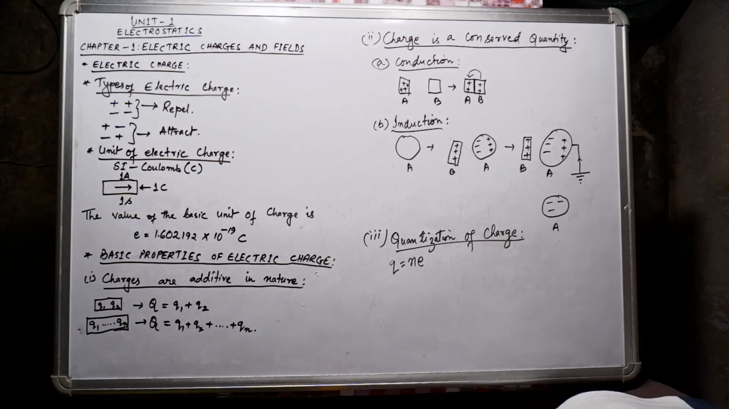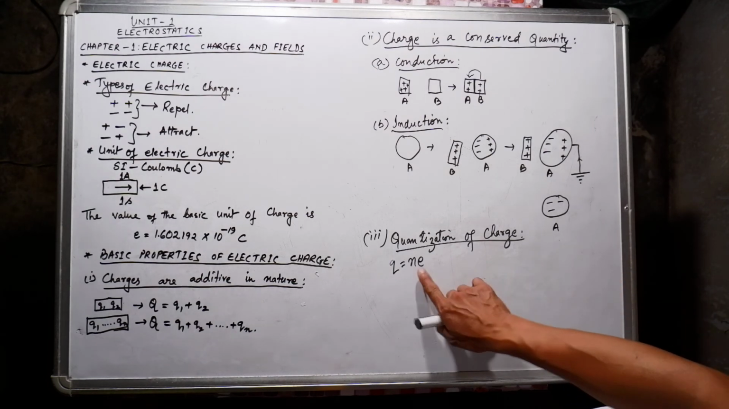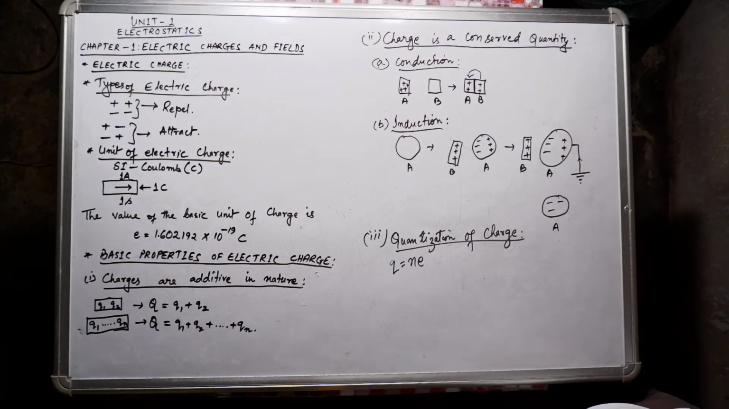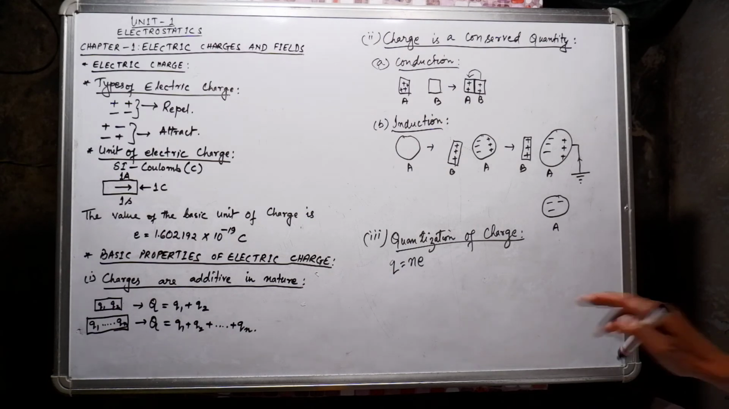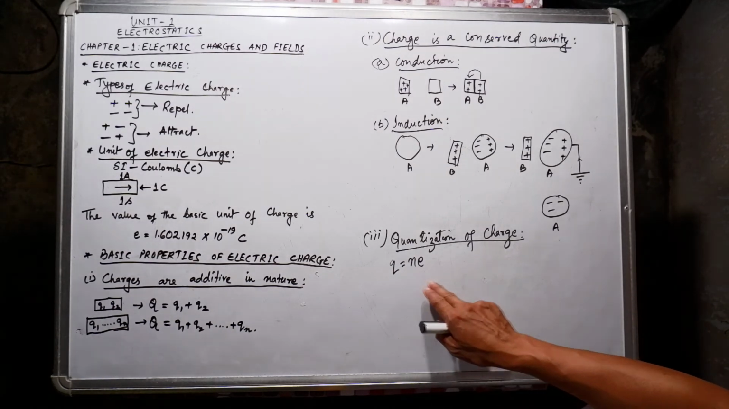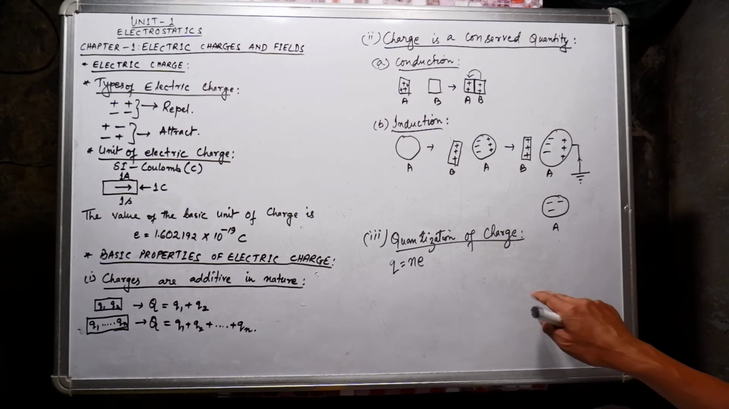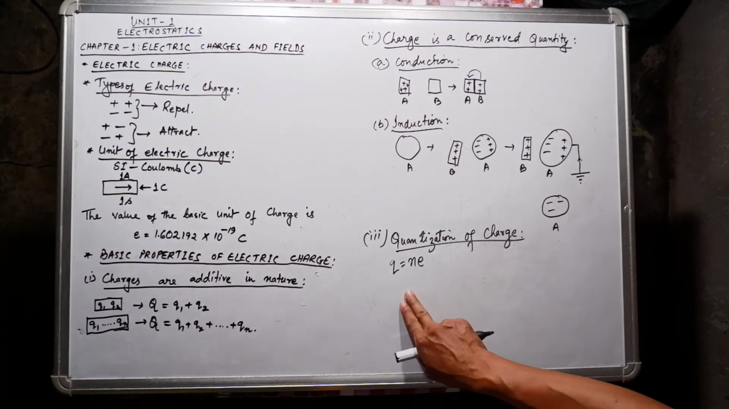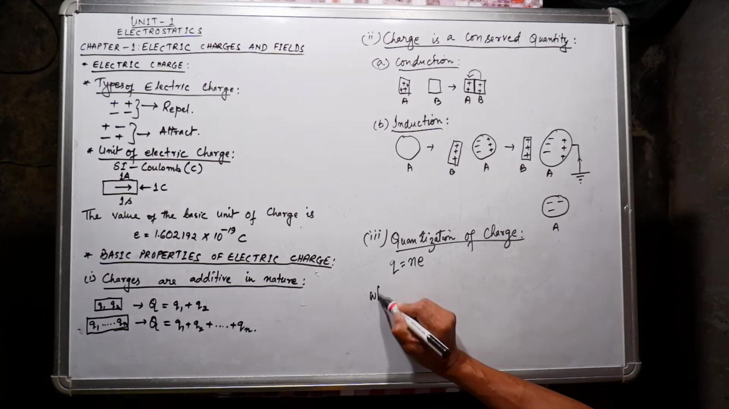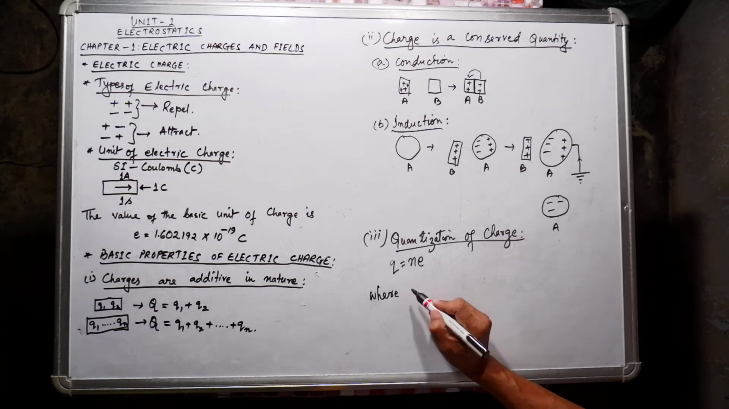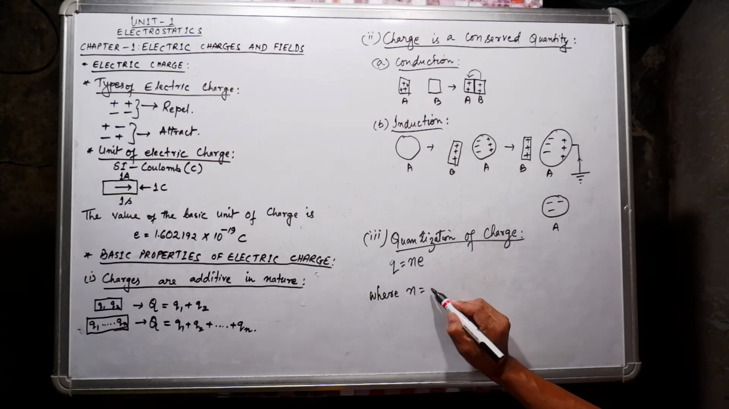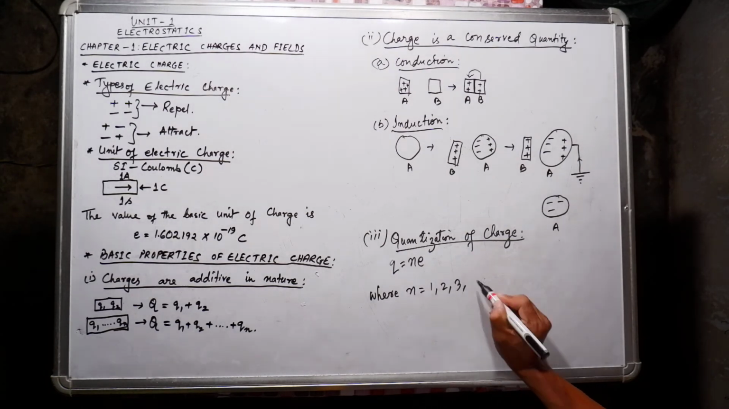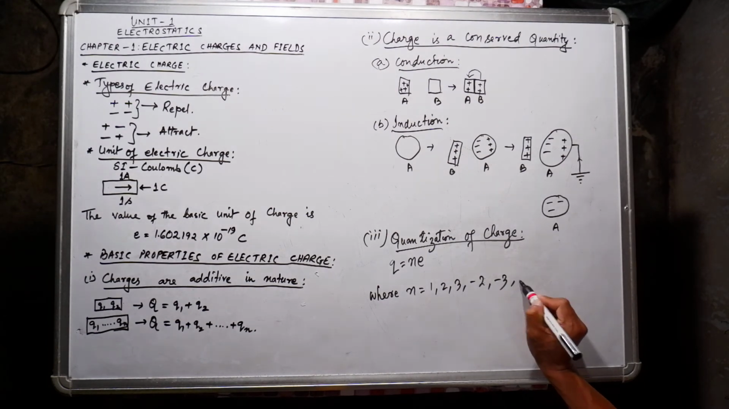So, by quantization of charge, we mean that charge is a quantized quantity, and it can be expressed only as an integral multiple of the basic unit of charge e. So we can write Q = ne for all types of bodies, where n is an integer like 1, 2, 3, or sometimes minus also, and so on.